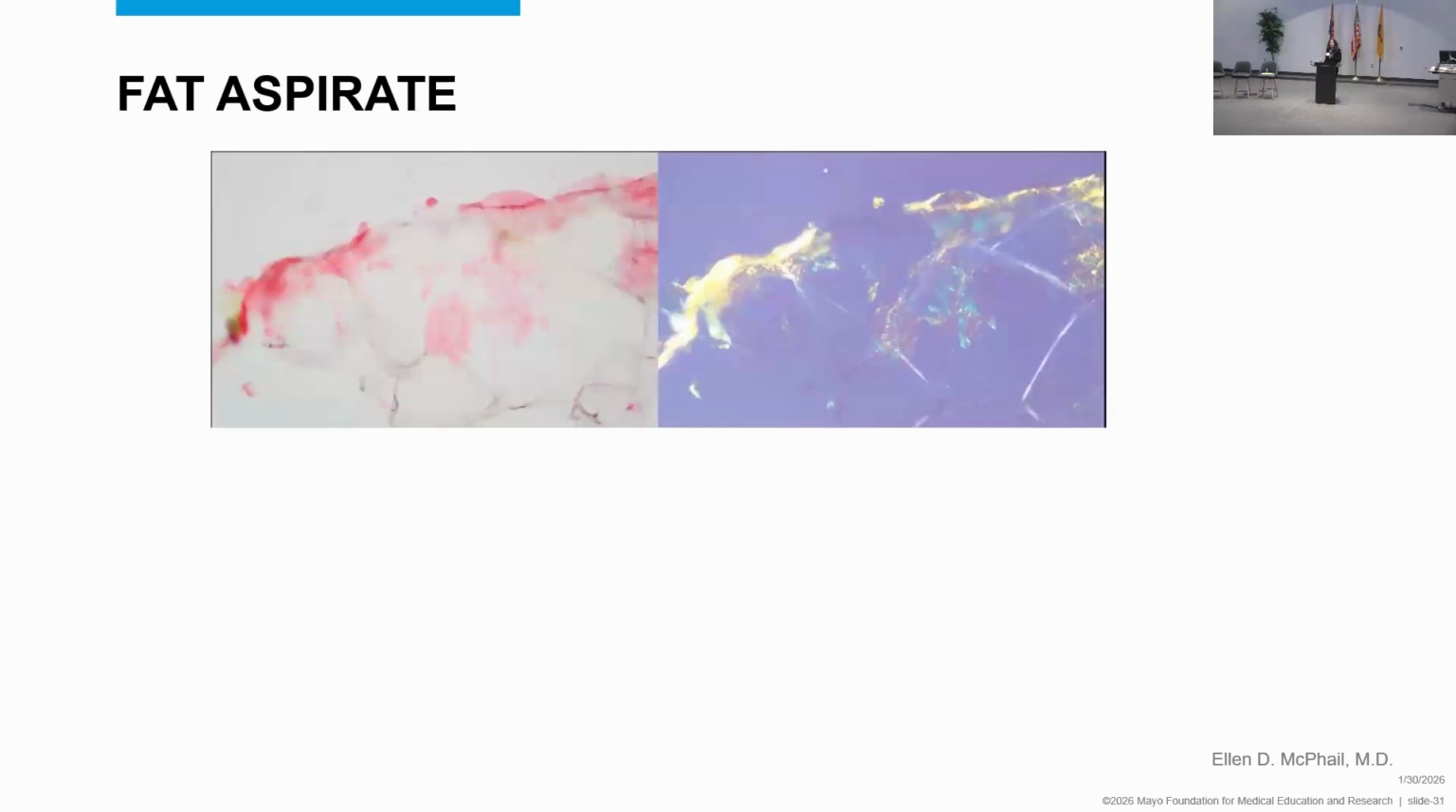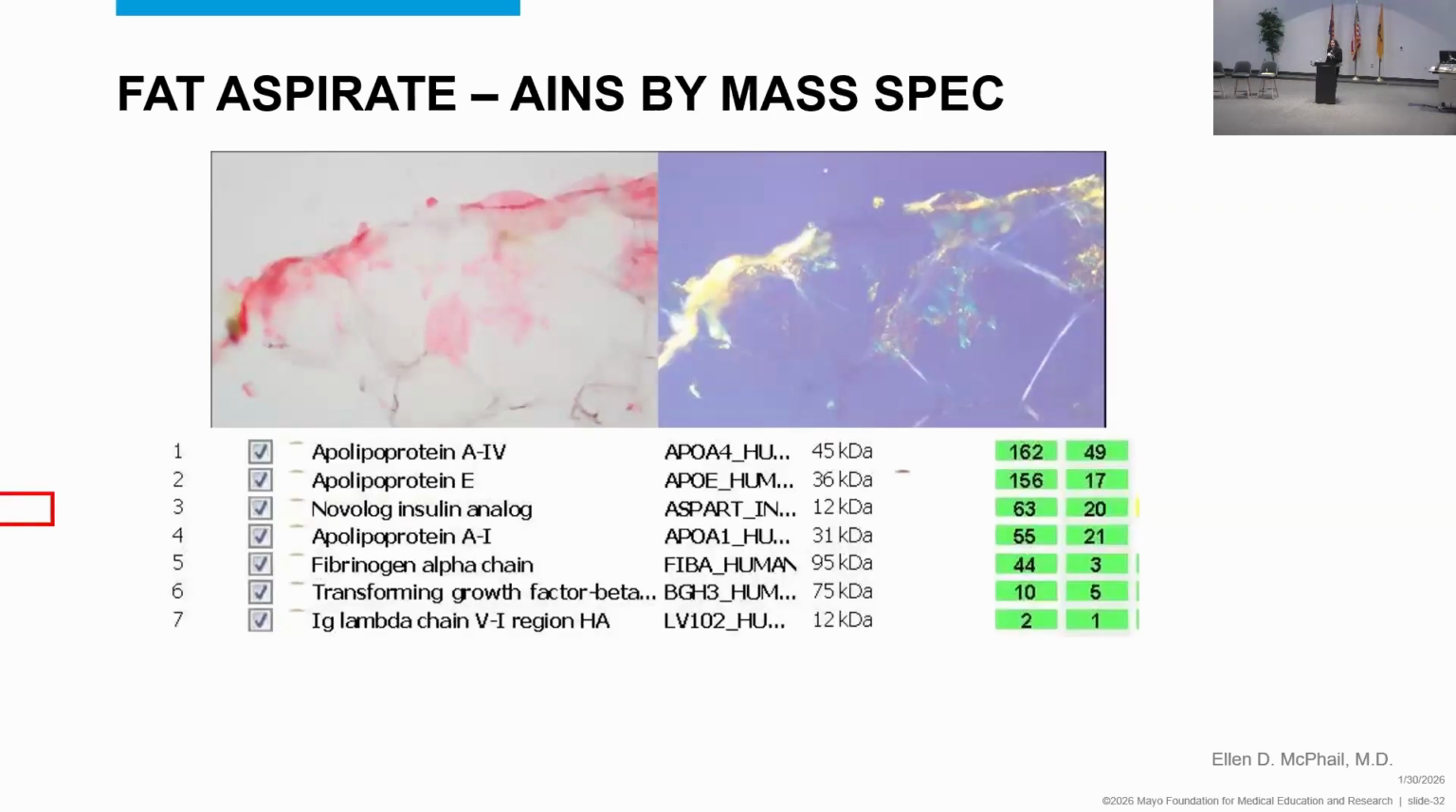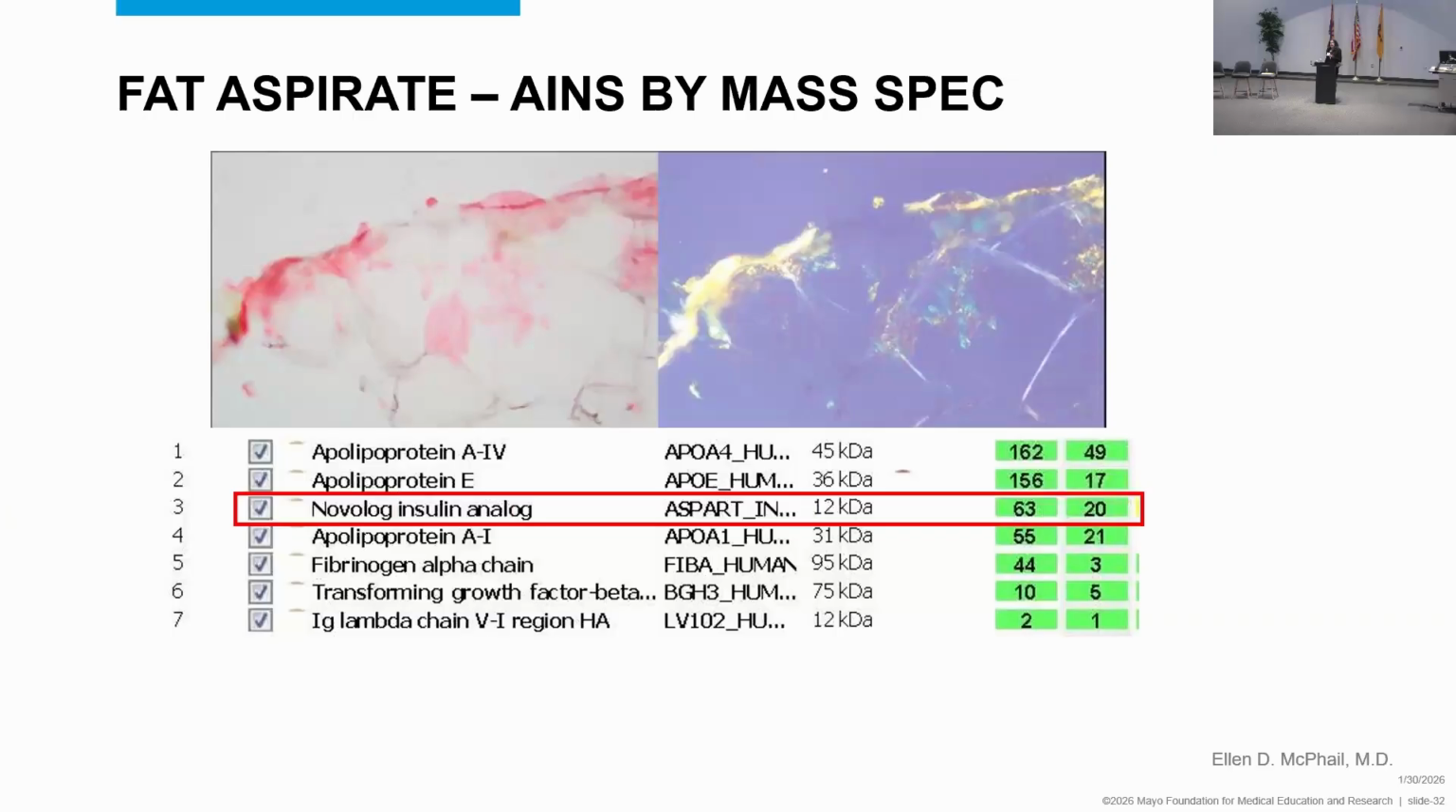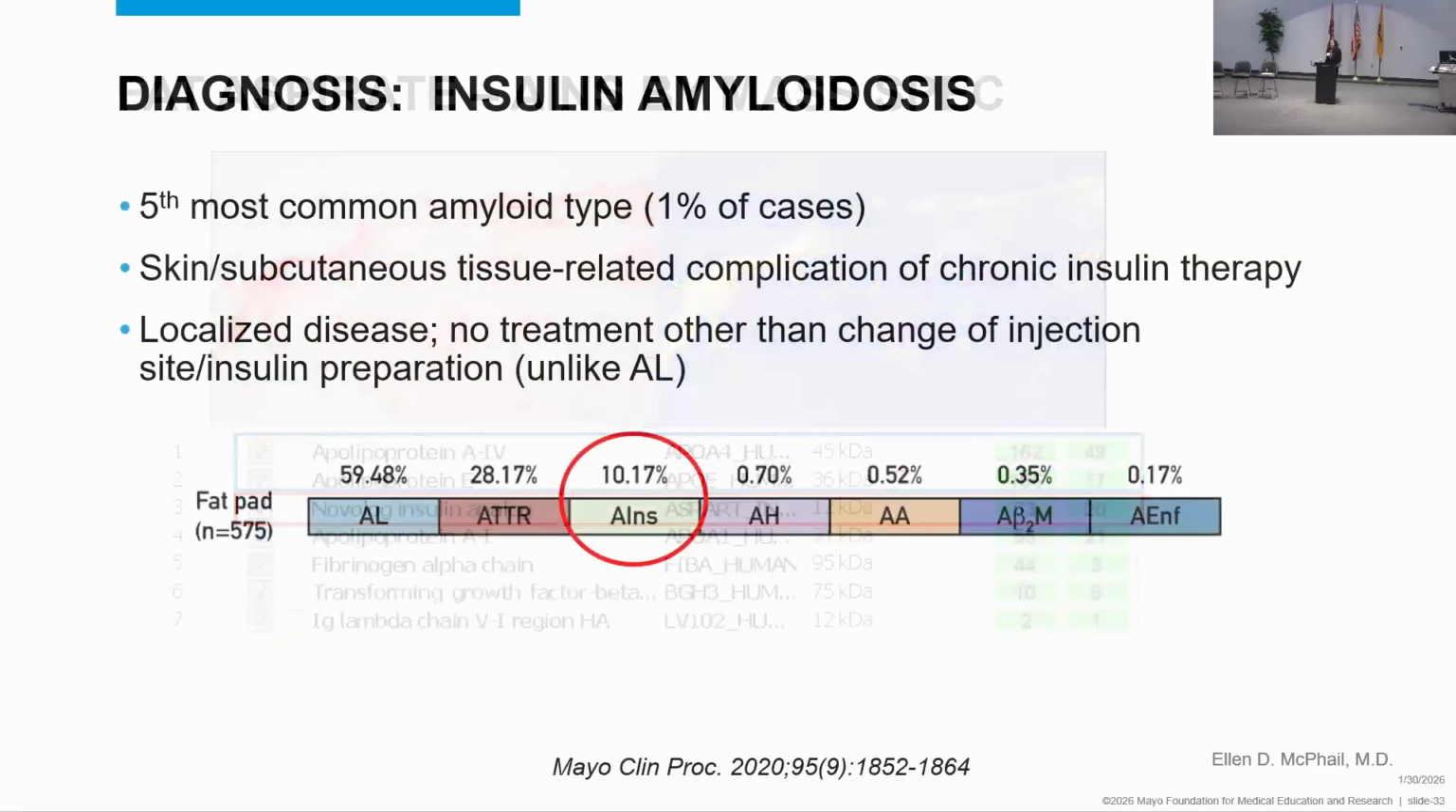So here's the fat aspirate. You can see it's Congo red positive. We typed it, and it turns out this is not AL, and what it was was insulin. So this is the site that was biopsied, where he had actually been injecting. So insulin amyloid is a thing.